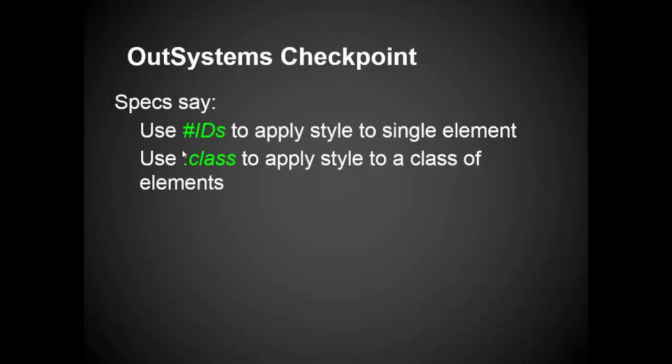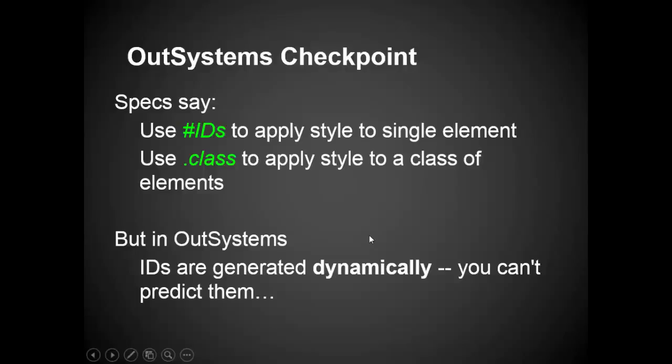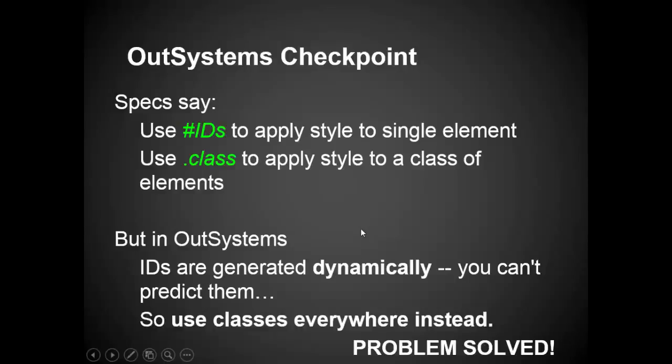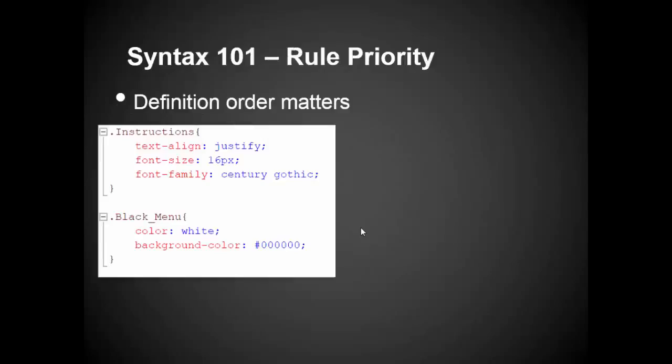Some specs that you're going to see on the web say that the ID should be used to apply the style to a single element, as we have seen, for example, the menu. And use the classes to apply the style to a class of elements, for example, when we are doing a record list. However, the OutSystems platform generates the ID, so we can't predict them. This means that we should use classes everywhere, and with this we don't have a problem. So we have seen the most specific wins.